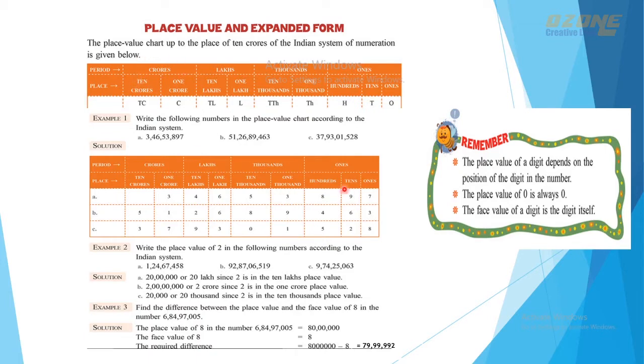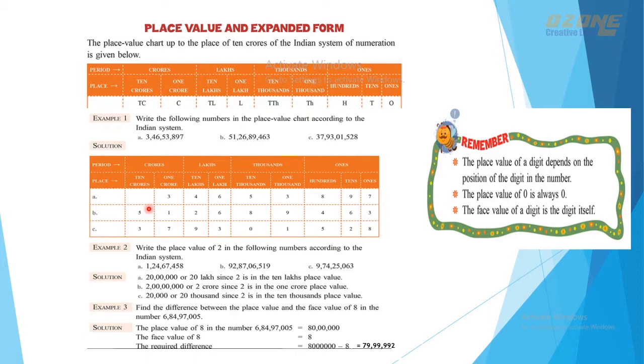To write numbers in the place value chart, the only thing to remember is that we have to write the number from the end, or from our right side. Ones place we'll write first, then tens, then hundreds, then thousand, 10,000, lakh, 10 lakh, crore, 10 crore. This order will be followed to write the numbers in the place value chart.